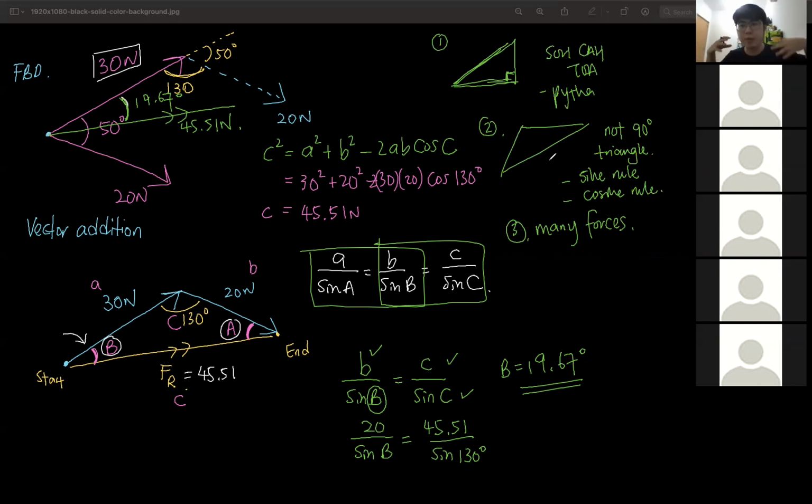Why? Because if you have 3 forces, how do you draw a triangle? You cannot draw a triangle. So if you cannot draw a triangle, you cannot solve it using the triangle stuff, the rules. So there's only one way to solve it if you have many forces. What is the way? Okay, I'm going to show you here. Now, let me erase this first.